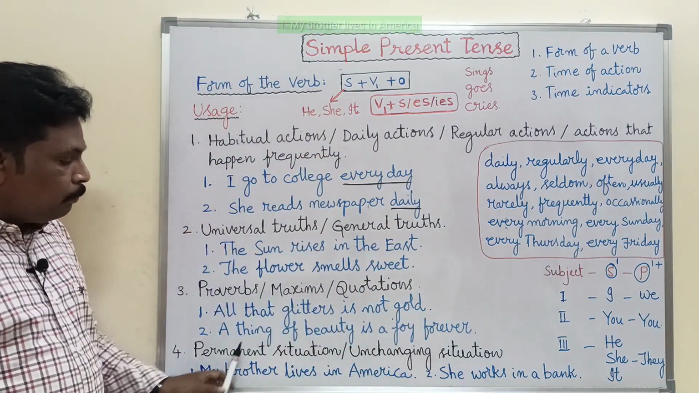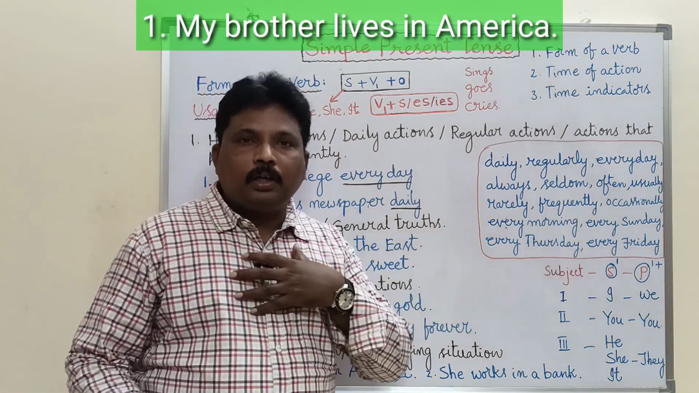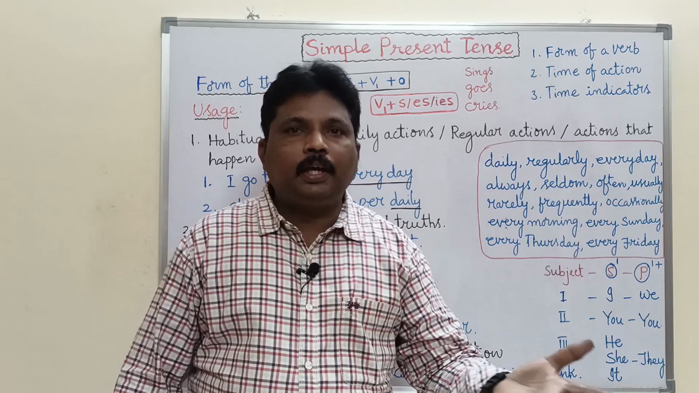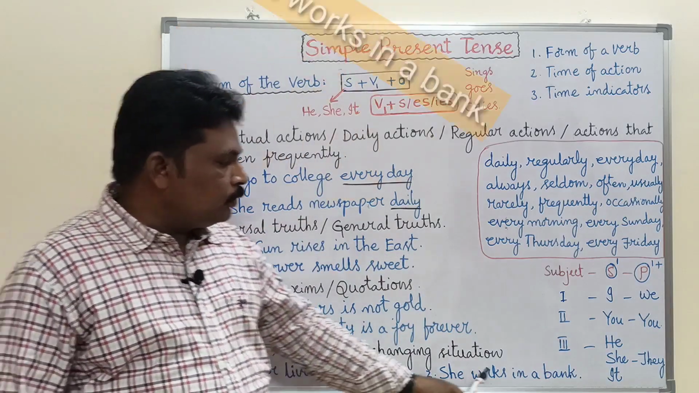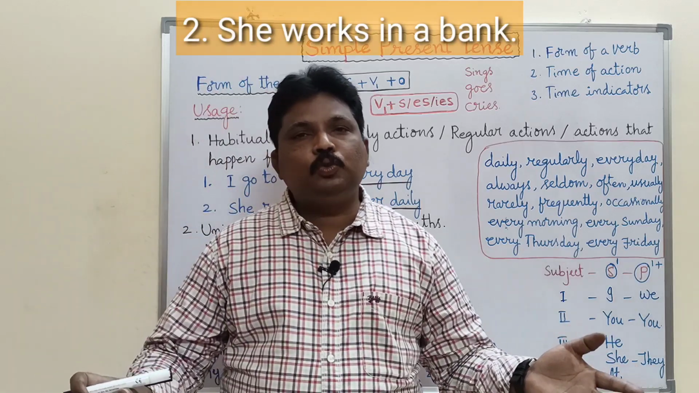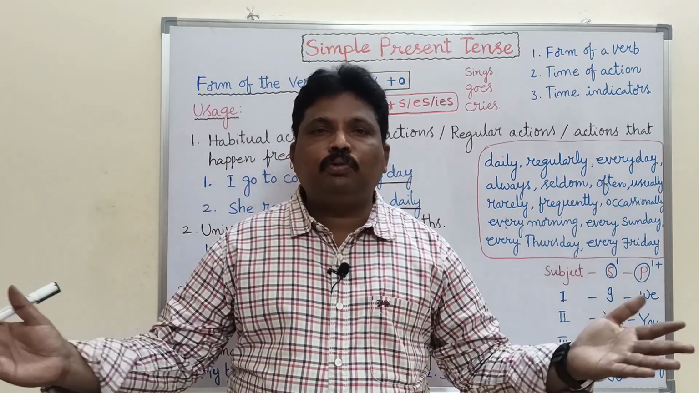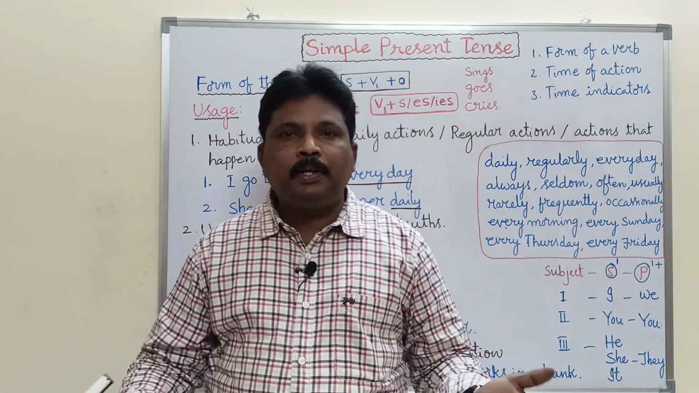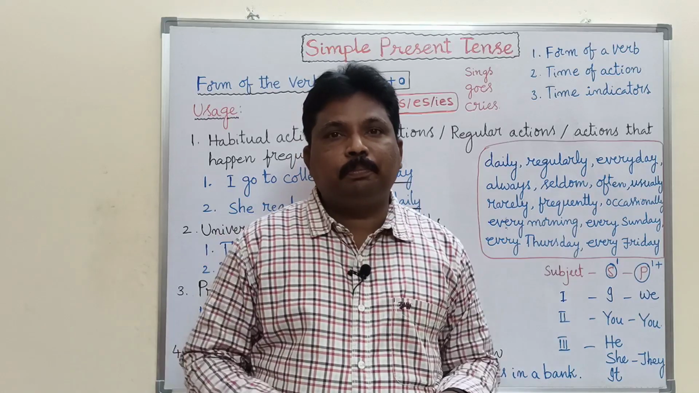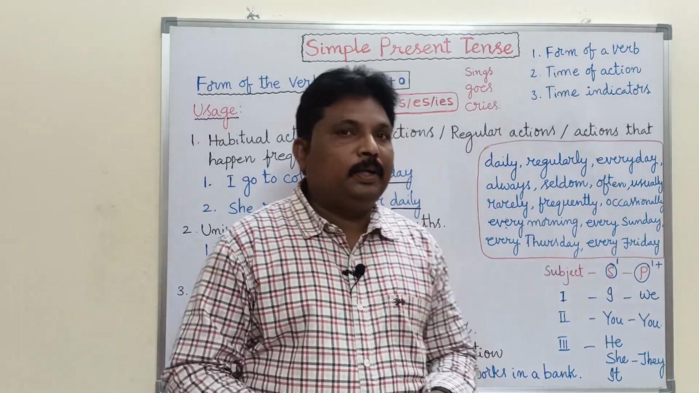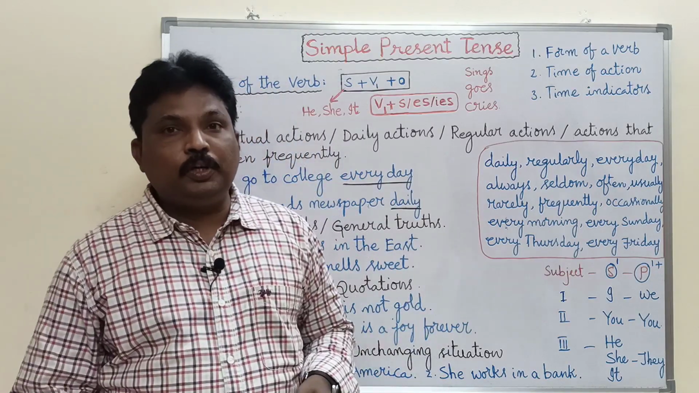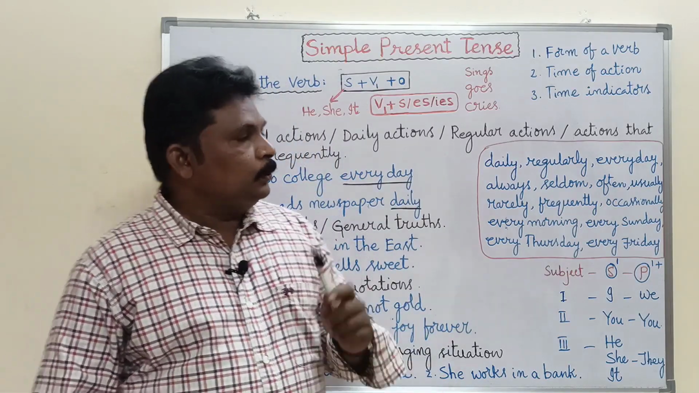For example, my brother lives in America. I am talking about my brother. My brother lives in America. This is a permanent situation. It cannot be changed. And next one, she works in a bank. She is an employee. She works in a bank. This is a permanent situation. Of course she may be transferred from one place to another place, but her position is unchanged, and that is permanent until she gets a retirement. So while talking about permanent situations and unchanging situations, simple present tense is used.